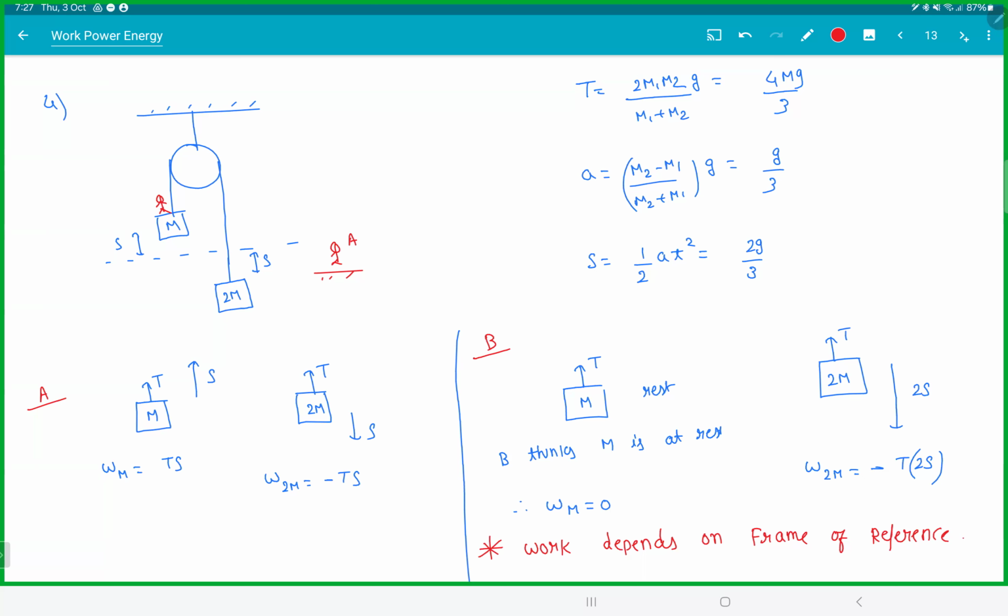So does this create problem with any energy and all? No. We will see later on. It doesn't create any problem. We will show that you have to include pseudo force also. So if you include work done by pseudo force, that balances all the equations. But clear with this? So work done depends on the frame of reference. Let's see one more.